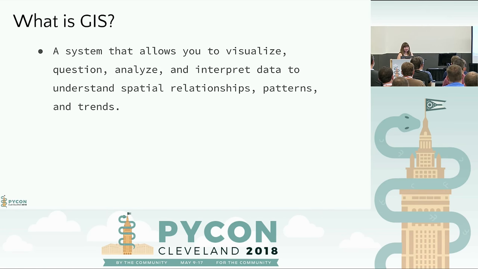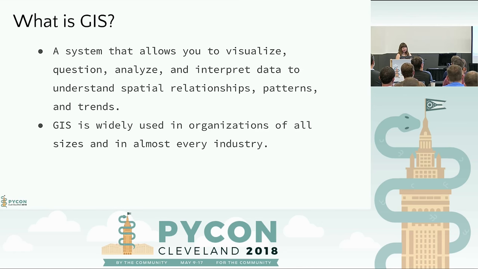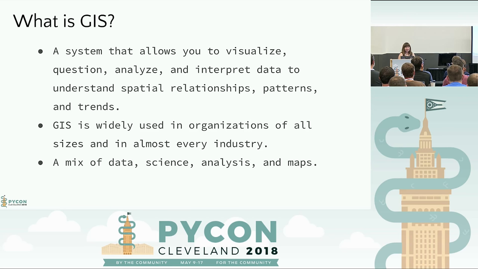So what is GIS? GIS is a system that allows you to deal with spatial information, to visualize it, ask questions, analyze it, and interpret it in order to understand spatial relationships, patterns, and trends. It's used in lots of organizations. I work for an environmental consulting company. It's also used in NASA, and home buying sites want to know neighborhood information. It's used at all levels of government as well. What really drew me to GIS is that it's a fun mix of data science analysis and the pretty maps that I liked looking at.